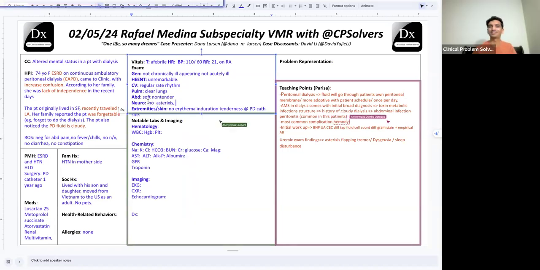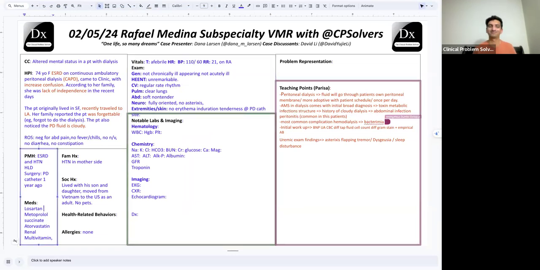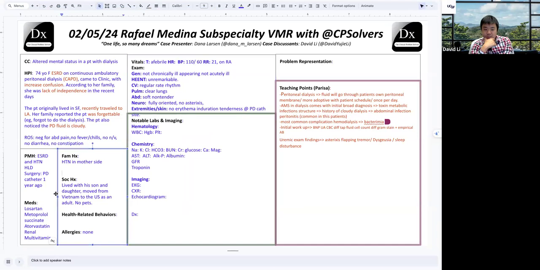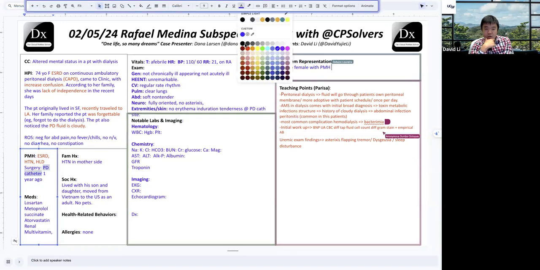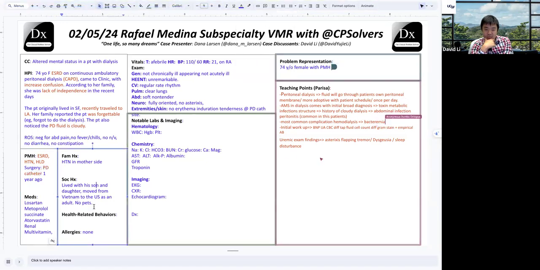So, Dr. Lee, how can we integrate the past medical history, the medication list, and the relatively normal examination findings into our chief complaint? Yeah, so to give a one-liner, we have a 74-year-old lady with a past medical history of ESRD, presumably from hypertension, on peritoneal dialysis at home. Other history notable, she immigrated from Vietnam and has a history of latent TB, treated, who's presenting with a few days of altered mental status, worsening confusion, and cloudy dialysate.